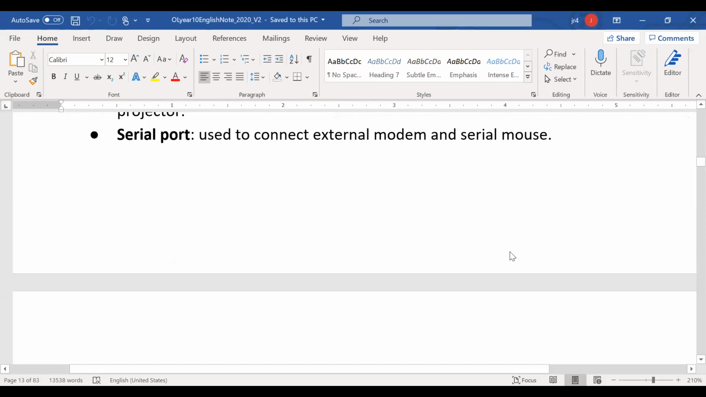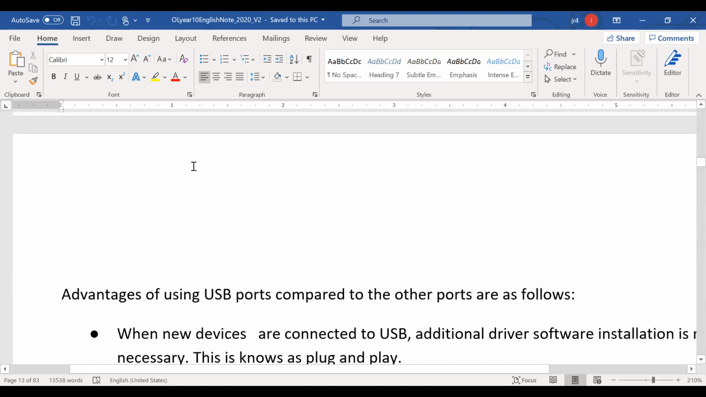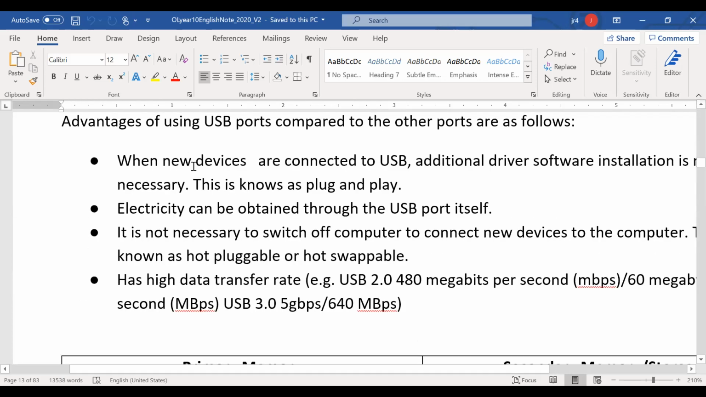And serial ports are usually used for external modems as well as serial mice. In the early days, people used serial ports, but nowadays most computers don't have these ports. Nowadays we don't have the parallel port or serial port, and now even VGA is going to not be used. Right.